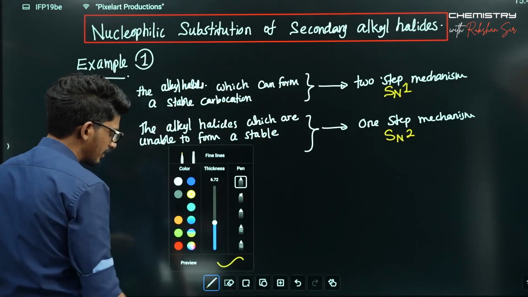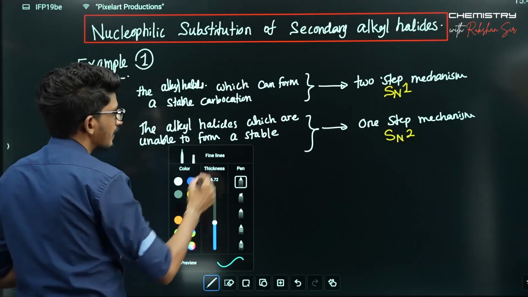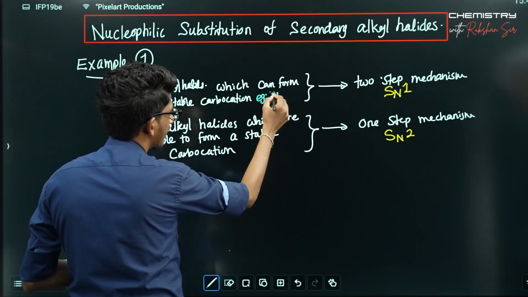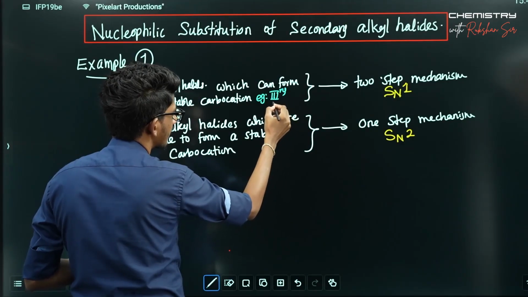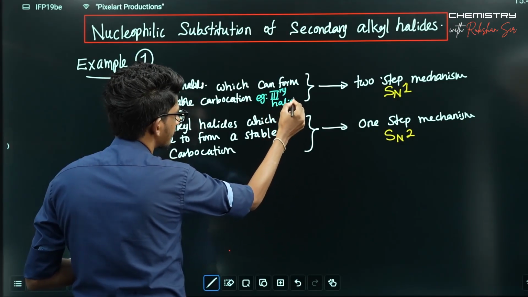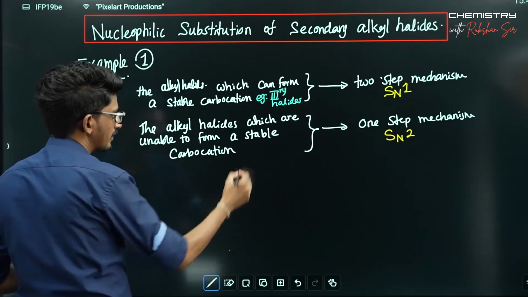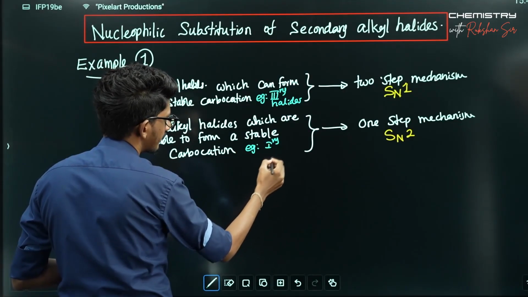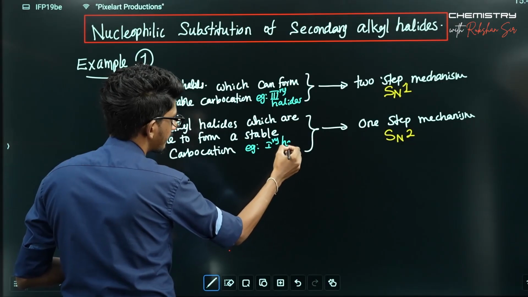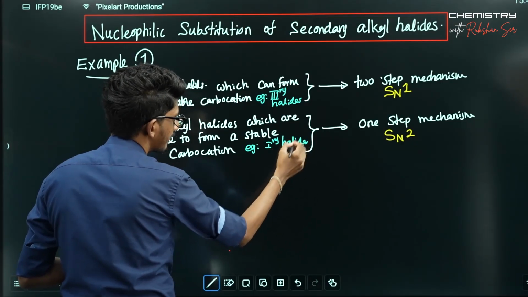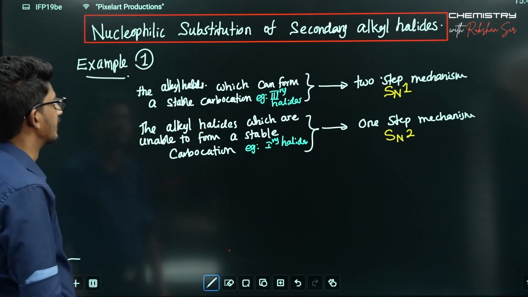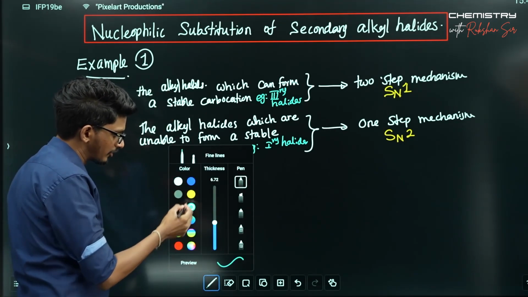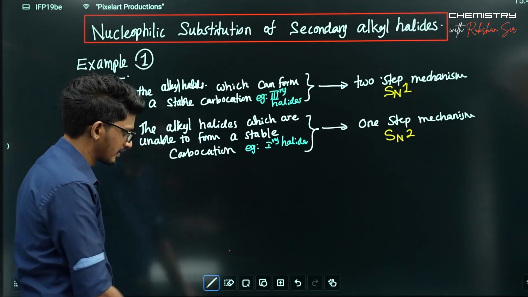If you need some examples, you can say the tertiary halides, for example, here primary alkyl halides. Now we are going to discuss the secondary alkyl halide, right? So the idea is clear now. Now let's discuss the secondary alkyl halides, like this.